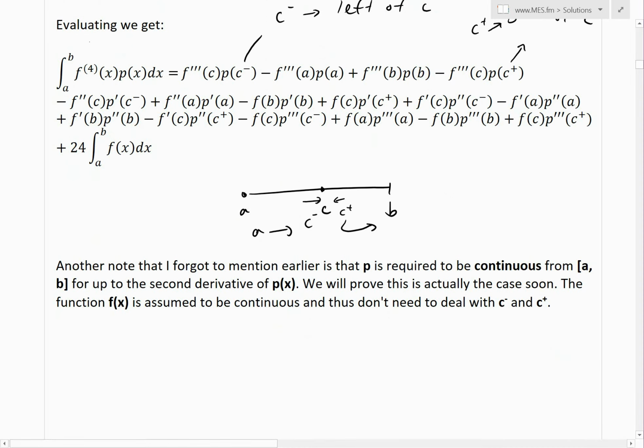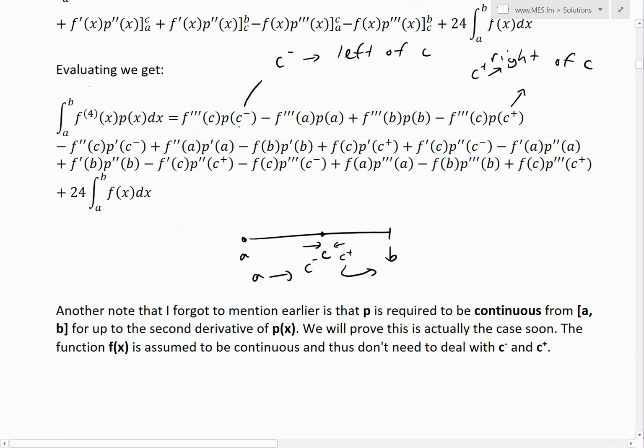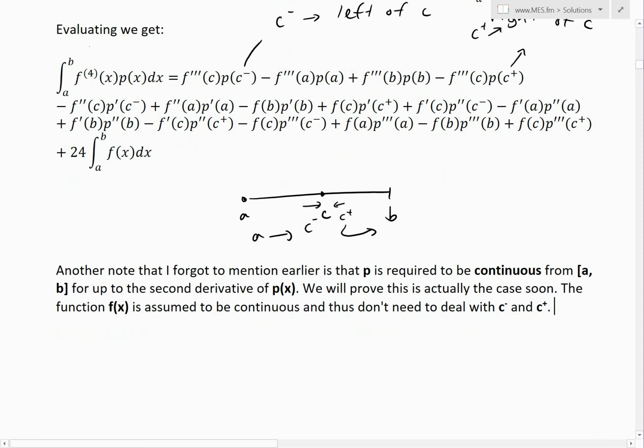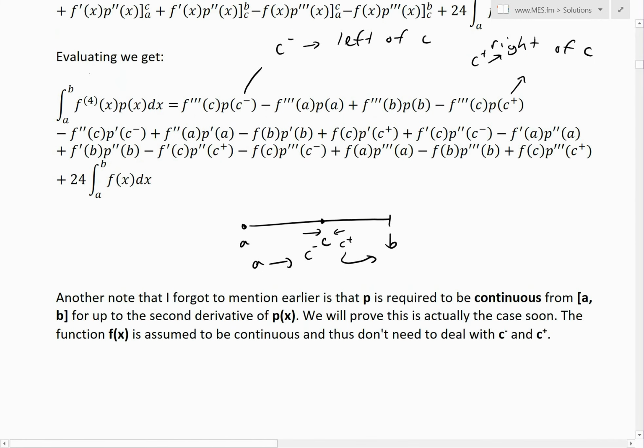Here's another note that I forgot to mention earlier: the function p is required to be continuous from a to b up to the second derivative of p of x. We'll prove that this is actually the case soon, but for now we'll just use this left side of c and right side of c, and we'll show that they are equal up to the second derivative. And the function f of x is assumed to be continuous, and thus we don't need to deal with the left side and right side of c.